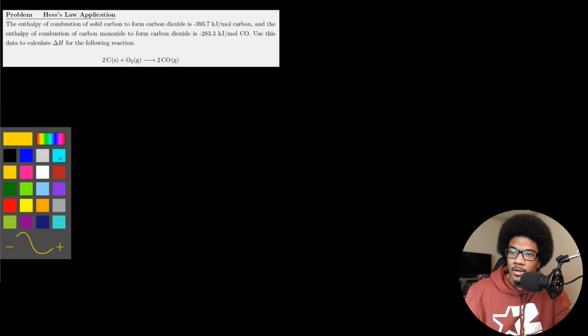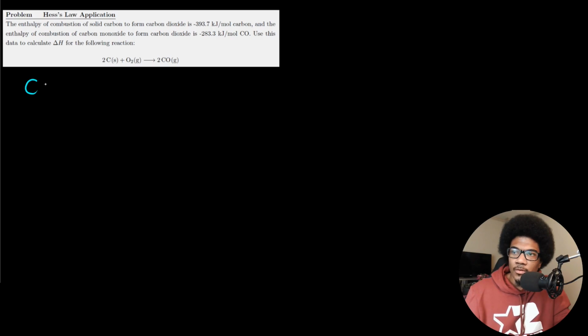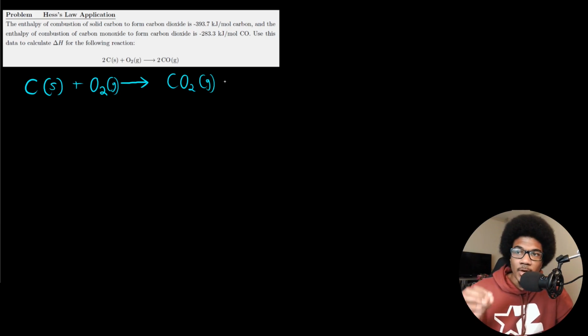So we got the first one. We got solid carbon plus O2. Remember, the combustion reaction is always just interacting with O2. So solid carbon plus O2 is going to form carbon dioxide gas, and this O2 should be a gas as well. So we were given the enthalpy of combustion for that process, and that enthalpy associated with it is going to be negative 393.7 kilojoules per mole.